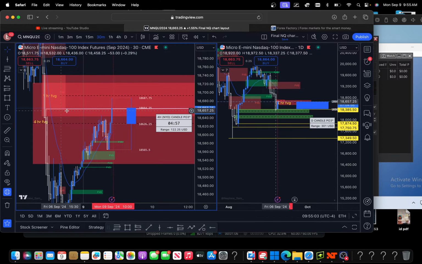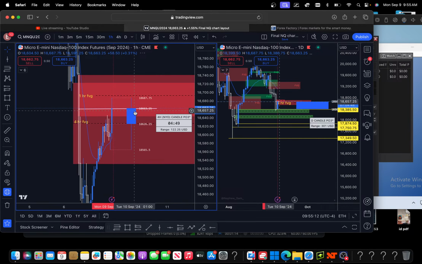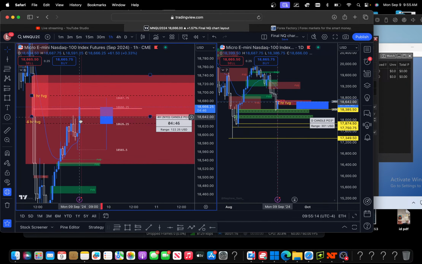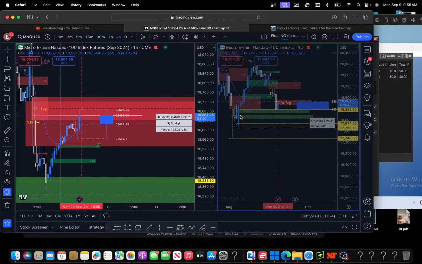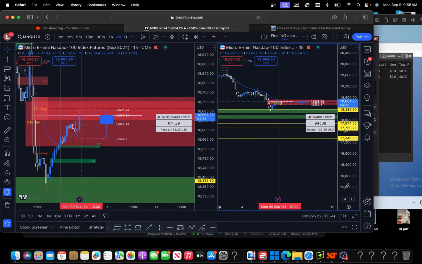This line is the bottom of the 30-minute gap. I'm not marking it again. And then this whole one down here is the hour gap, as you can see here on the hour time frame. And then we're in a giant 4-hour fair value gap. So we can go to the 4-hour chart, not the daily chart.